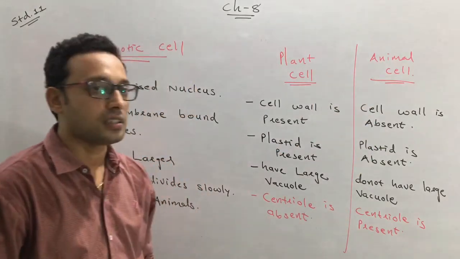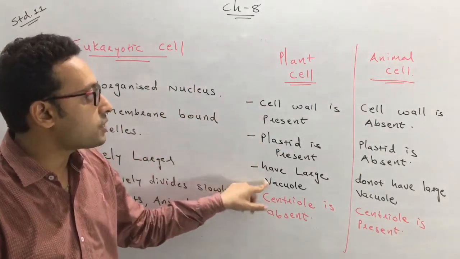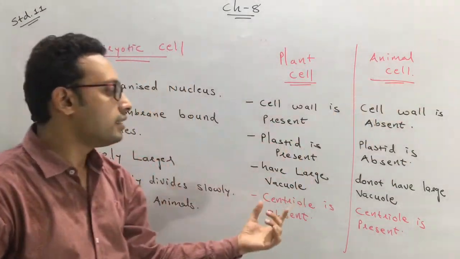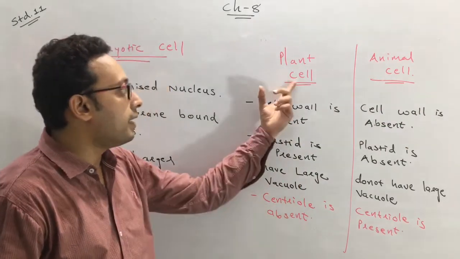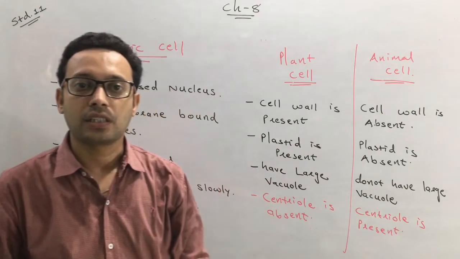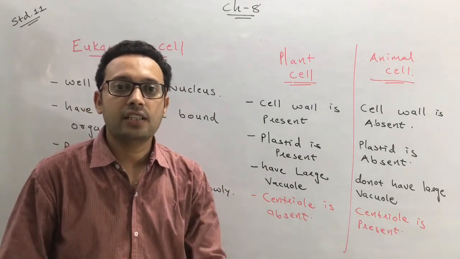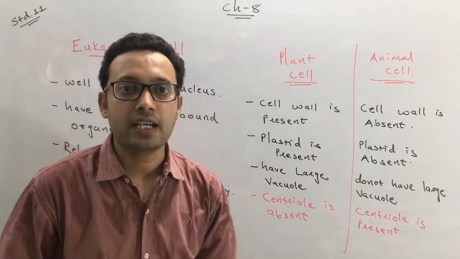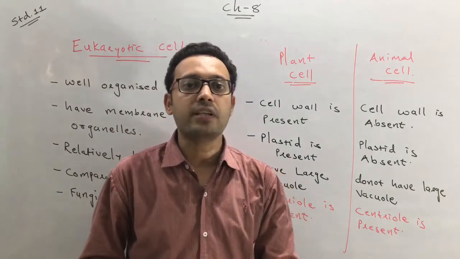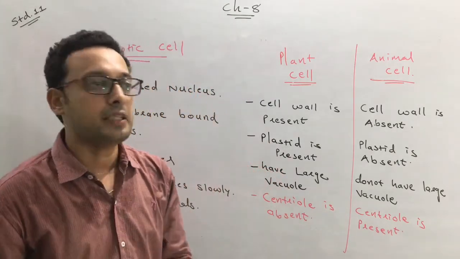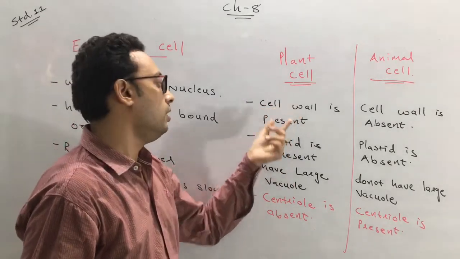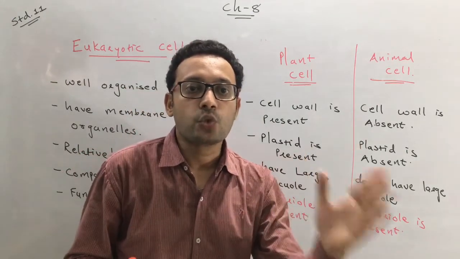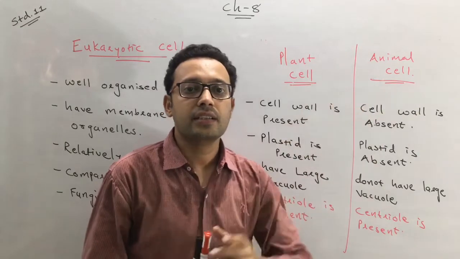In short, these are the differences. Cell wall, plastid and large vacuole are present in plant cell. They are absent in animal cell. The reverse: centriole is absent in plant cell, but it is present in animal cell. So if you are asked for the organelle that can only be found in animal cell, the name is centriole. And if you are asked for the organelles that are only found in a plant cell but cannot be found in animal cell, the organelles are cell wall, plastids and large vacuole. So that's all about the differences between the two types of eukaryotic cell, plant and animal cell.